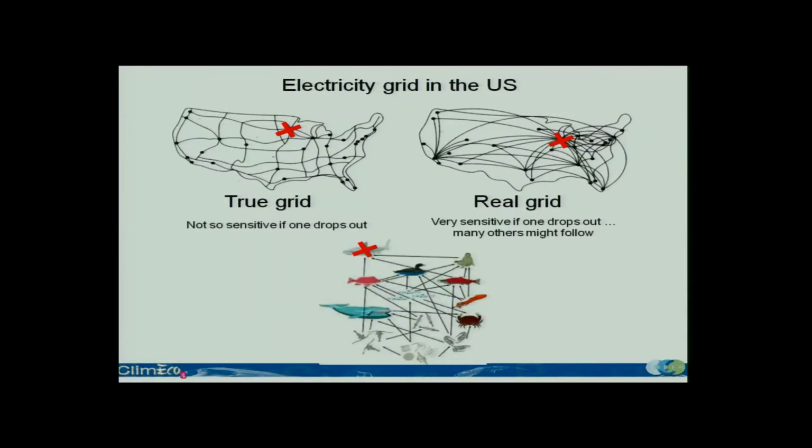Similarly, if you have a food web and you take out one of the top predators, you can figure out what might happen to the rest of the network. Similarly, if you take out one of the lower ones, you can assess what might happen up and down as well.